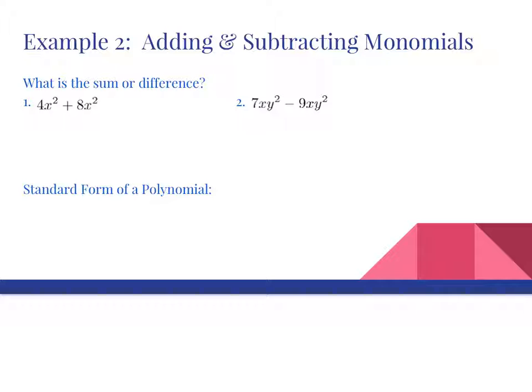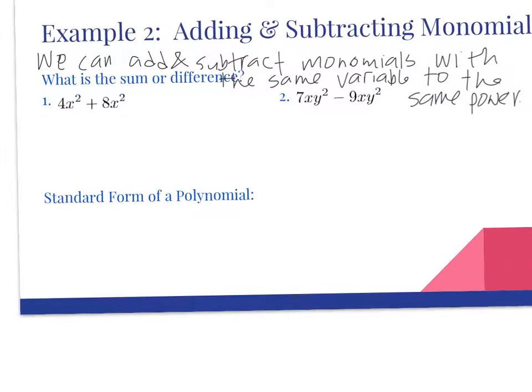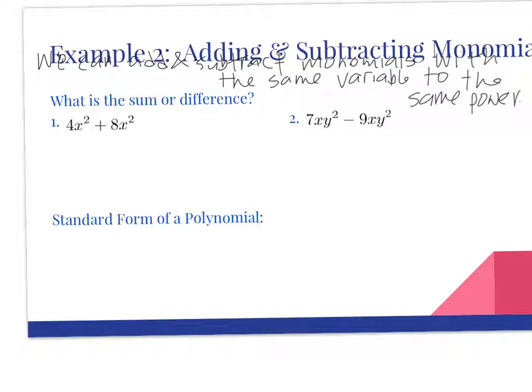Example 2, adding and subtracting monomials. The first thing to note is we can only add and subtract polynomials or monomials that have the same variables to the same power. So in this example, we want to look at the sum or the difference. If we add, we're summing. In the first example, we have 4x squared plus 8x squared. Since the variables are x and they're both squared, these are like terms, and I can add the coefficients 4 and 8 to give me 12x squared.